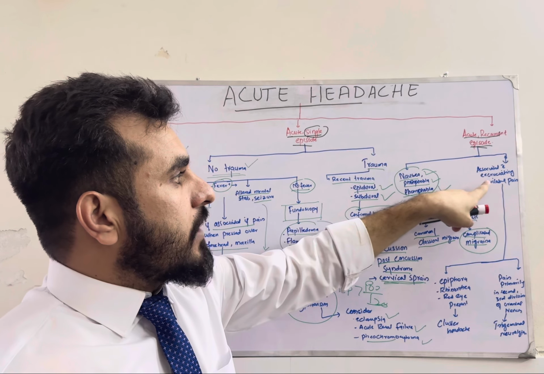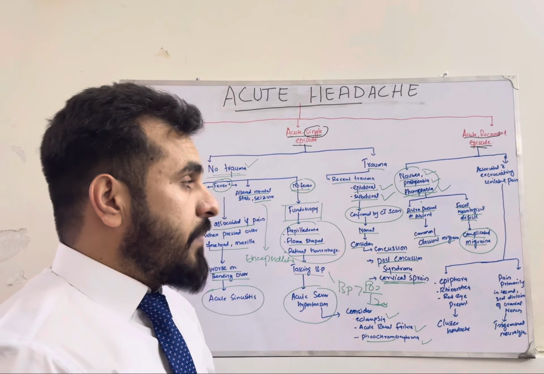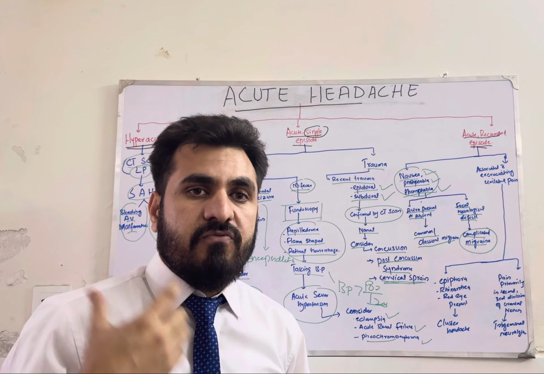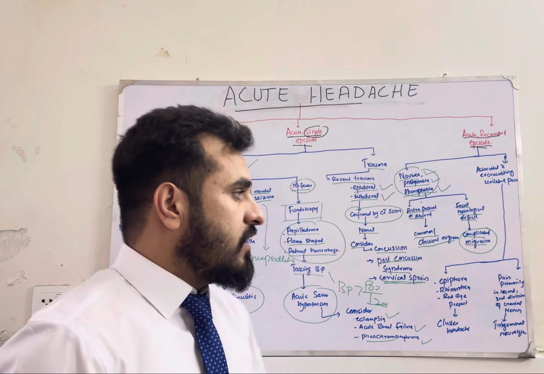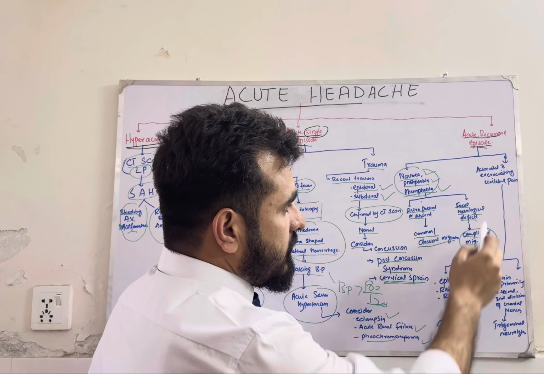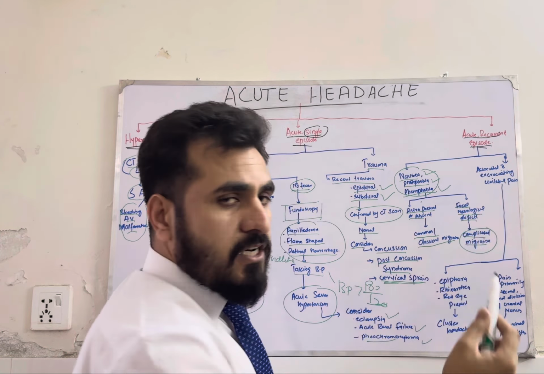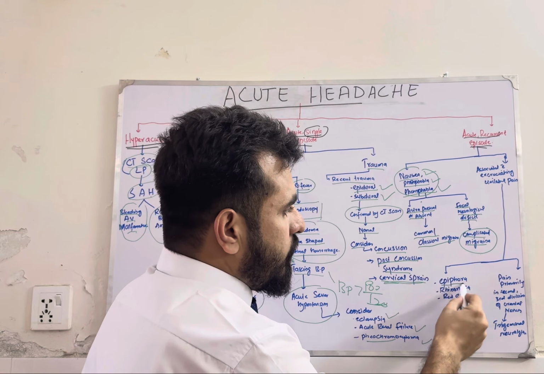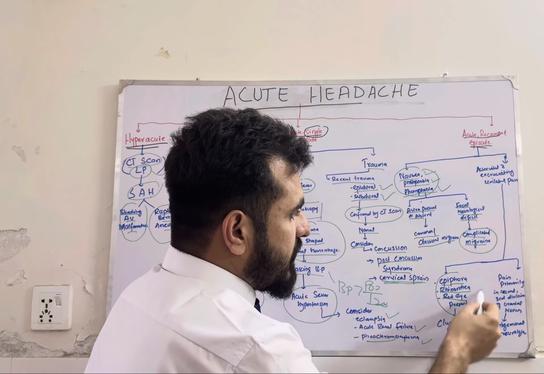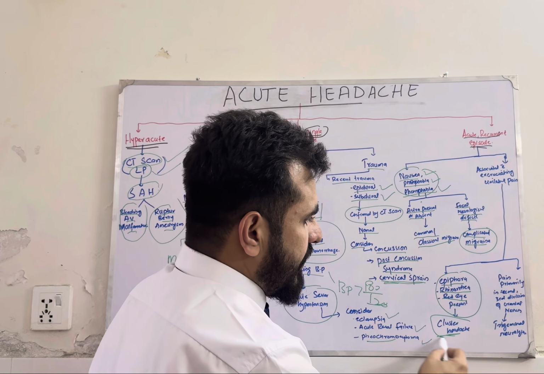And there is associated excruciating unilateral pain. The patient presents with an acute recurrent episode, but the pain is unilateral, on one side, and it is too severe. We can classify it into two steps. Either this associated excruciating unilateral pain is associated with epiphora, rhinorrhea, and red eye, or not. If all these things are present, we call it a cluster headache.